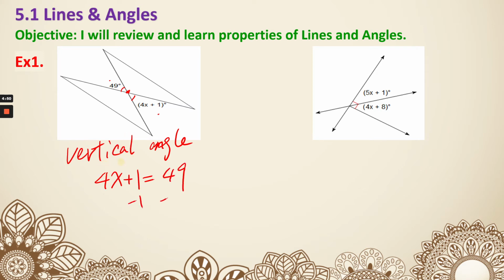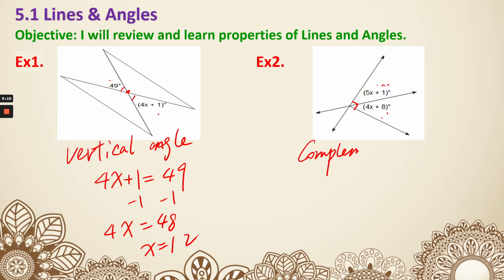Now number 2. These two angles are complementary because they form this 90 degree angle. So complementary means they add up to 90. So 5x plus 1 plus 4x plus 8 equals 90. Combine like terms, 9x plus 9 equals 90, 9x equals 81, x equals 9. That's example 2.